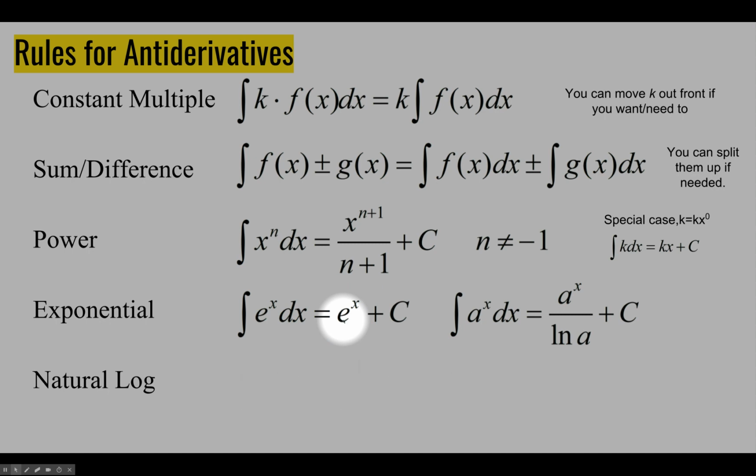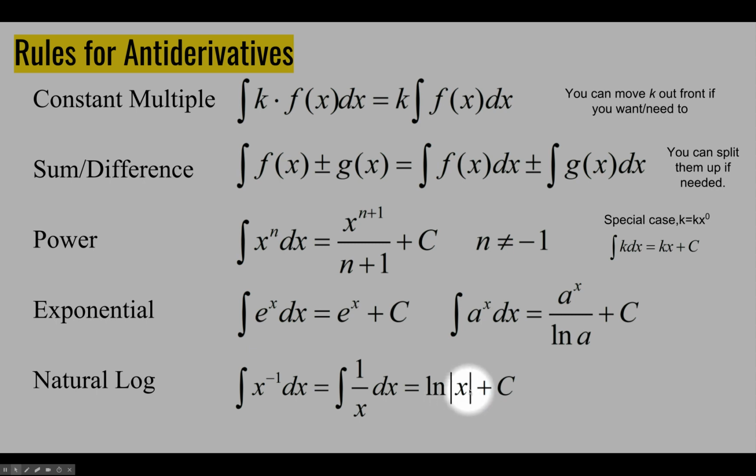And then finally, for a natural log, if you do have x to the negative 1 power, so we're back over here to this case that n cannot be negative 1. If it is negative 1, you don't use the power rule. Instead, you use the natural log rule, which says that the integral of 1 over x, which is just a different way of writing x to the negative 1, is equal to the natural log of the absolute value of x.